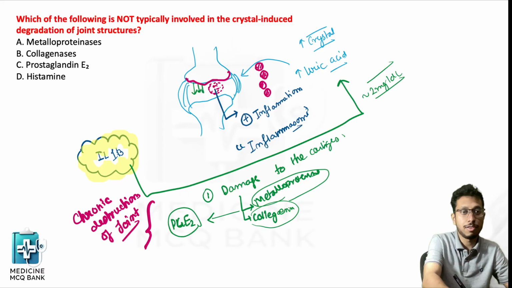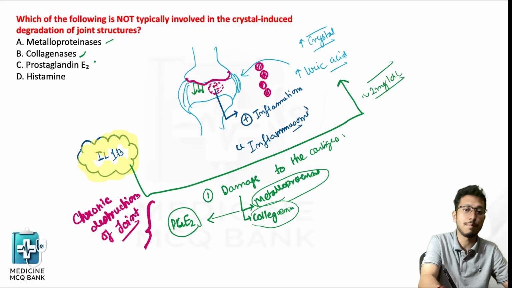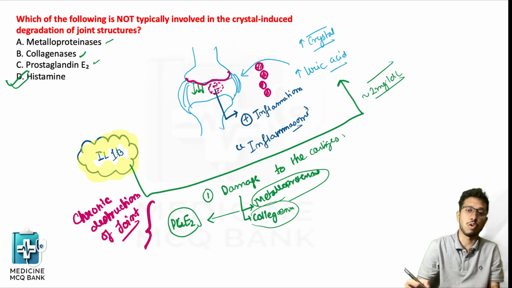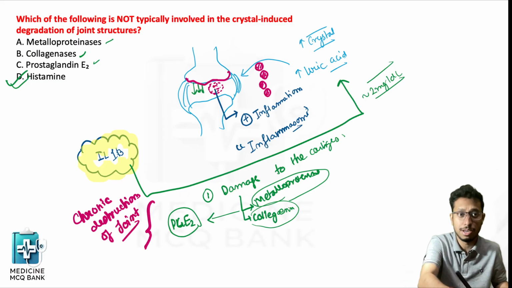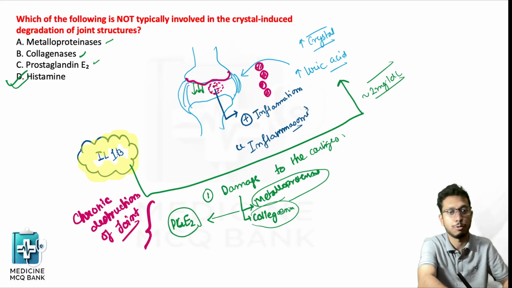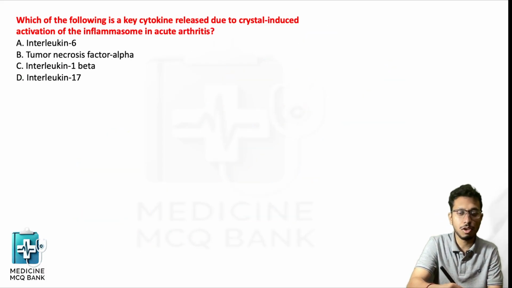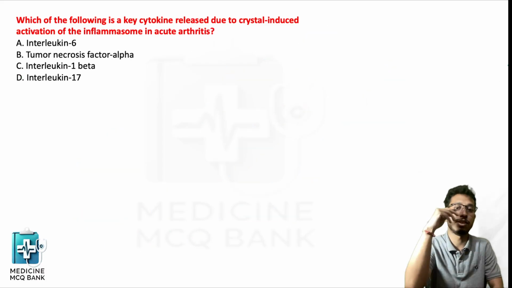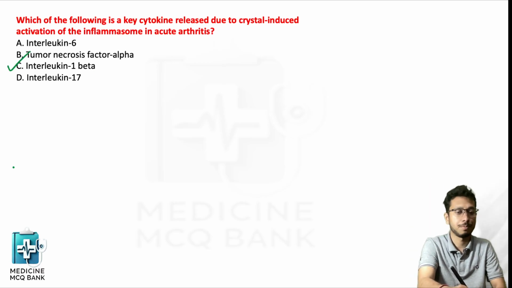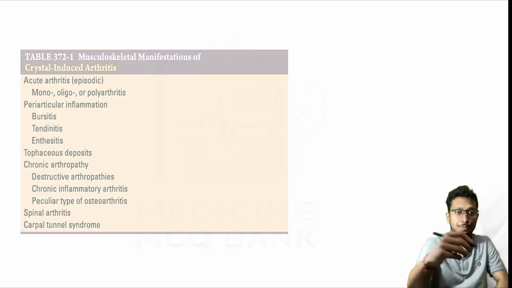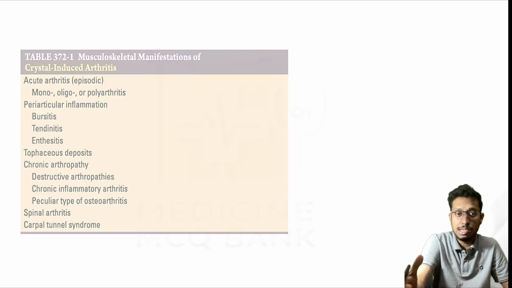Now, as you can see in the question, which of the following is not typically involved in the crystal-induced degradation of joint structure? Metalloproteinase, yes, it is involved. Collagenase is involved. Prostaglandin E2 is involved. Histamine is not commonly seen in these joint-mediated diseases. Therefore, antihistaminics have no such role in prevention of the disease as well as prevention of the pain associated with it. Okay, so moving to the next question. Which of the following is the key cytokine? Clearly, we have seen the key cytokine is interleukin 1 beta. So this is all about crystal associated arthropathy.